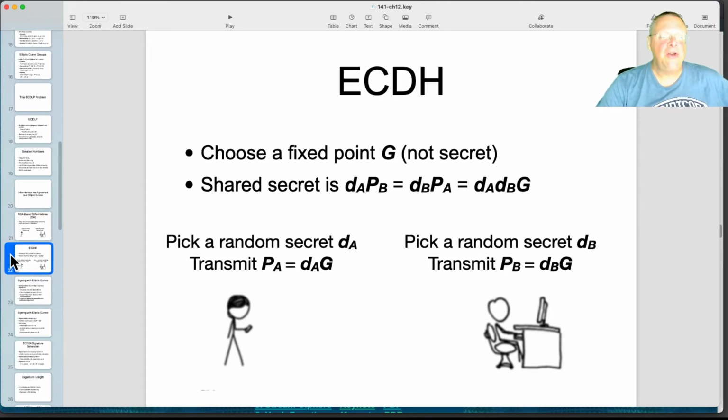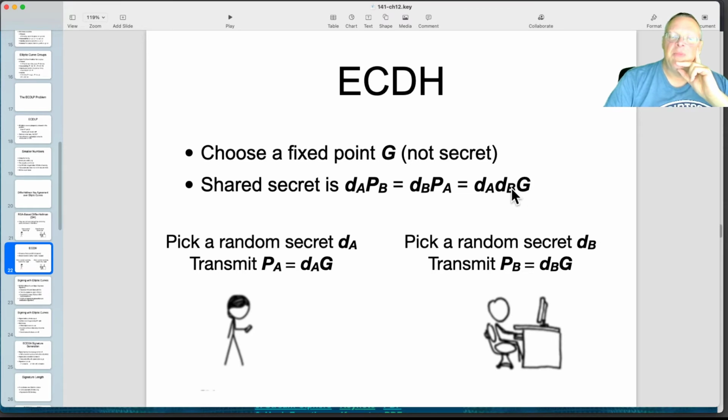And here's how it looks with elliptic curve. Pick a random secret and multiply it by the generator and transmit that point. That's your public key. The other person sends a public key. And now you just multiply their public key by your private key. And again, you have a number here. DA times PB is DA DB G, and this is the associativity property.